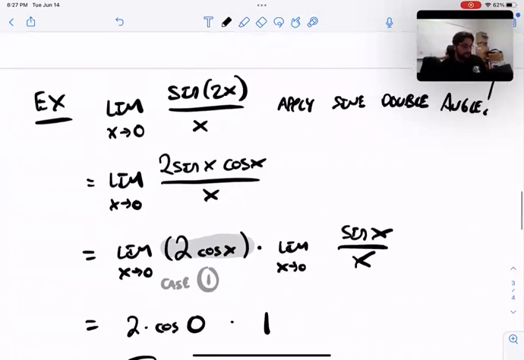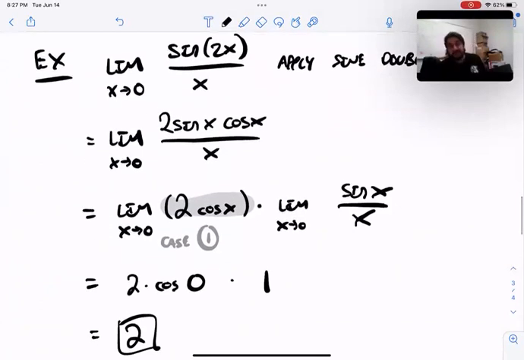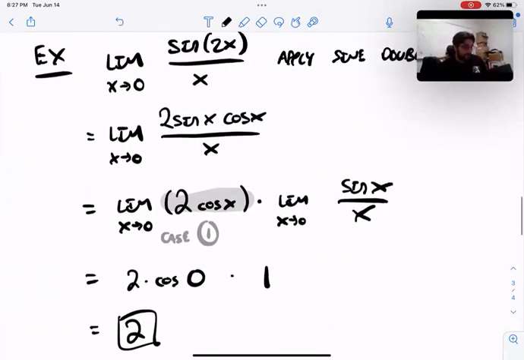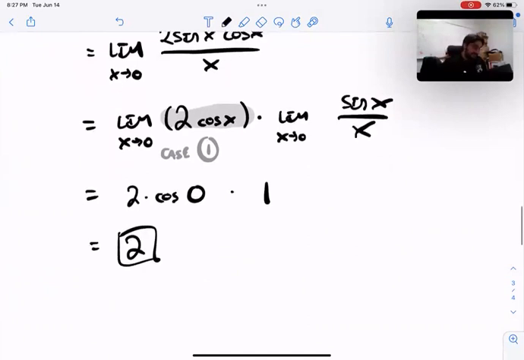This is our sine double angle formula, right? Applied to that numerator, and then you can break it apart into a product of two limits. Each of those limits exists, so you can split it up, right? So this is one way you could evaluate this, using a trig identity, right? But it's not the only way.